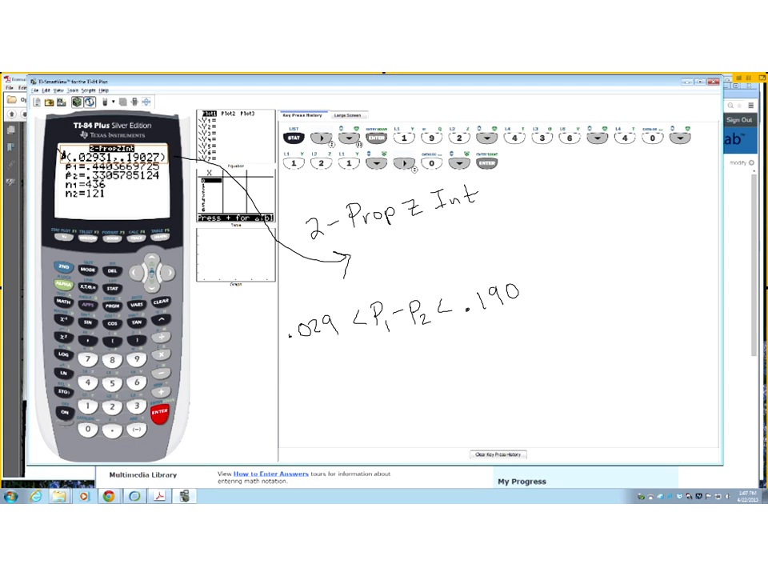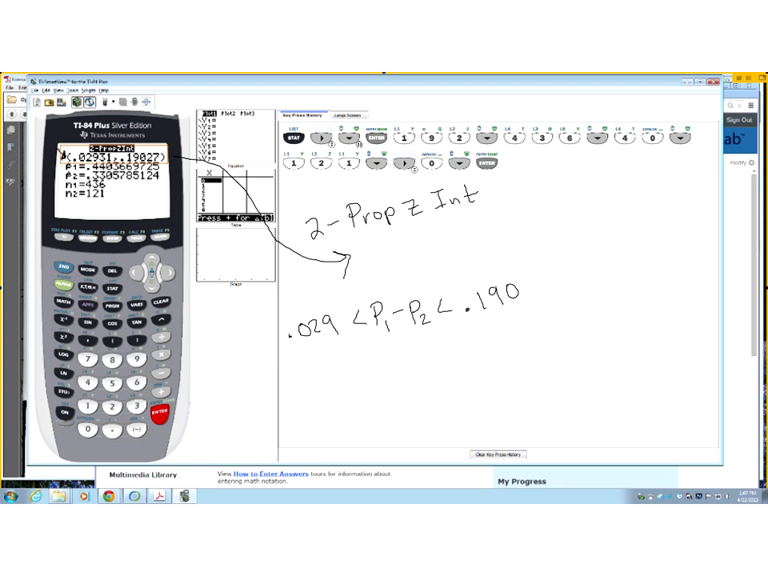Now there's no partial credit on these. Either you identified the problem correctly and entered in your information correctly, or you didn't. Of course, if you use the formula, I can see your steps. So for the calculator, make sure you're entering your values into your calculator correctly.